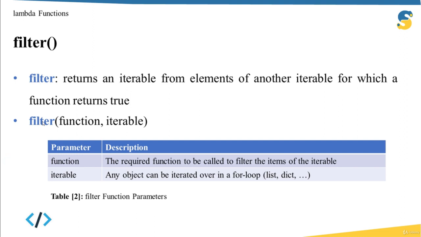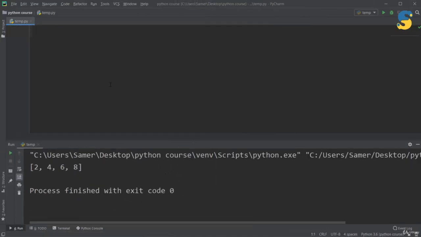So function, it can be any function. Iterable, it's any object you can iterate over in a for loop. Let's see one example about the filter function to understand the idea better. I will assume that I have the following list, which has the items 1, 2, 3, 4, 5. And I want to write a program that will give me the odd numbers from this list. So I will solve this program using the filter function.